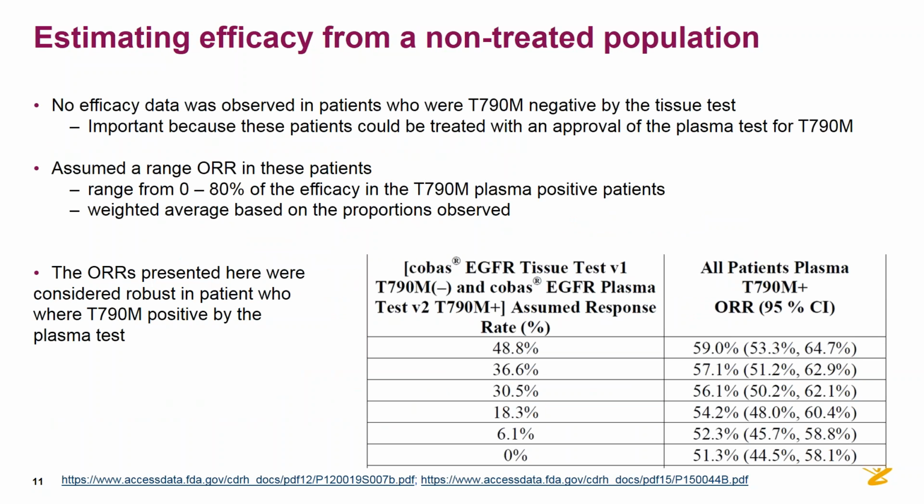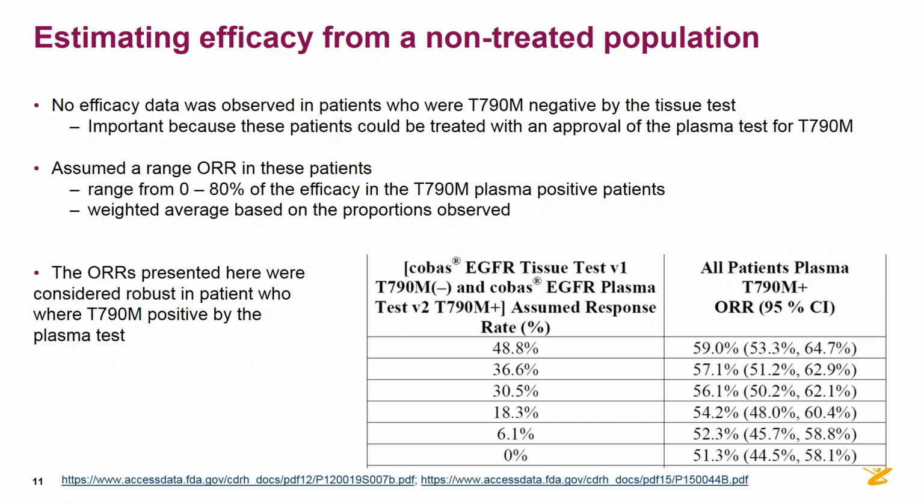So no efficacy was observed, so we had to model an observed efficacy under a range of assumptions. And here we assumed that the T79M negative patients had a proportion of the efficacy of that observed in the positive patients. And here we used a range from 80% down to 0, so no efficacy at all in those patients that were T79M negative. We used a weighted average based on the proportions observed from the PPA.